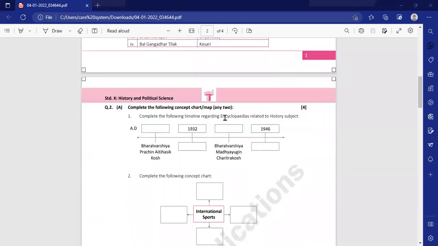Complete the following concept map, any two. See, भारतवर्षीय प्राचीन ऐतिहासिक कोश, भारतवर्षीय मध्ययुगीन चरित्र कोश, 1932 what was discovered, 1946 what was discovered. This was a really tough question for the last batch. It was depending on the last lesson. Okay, so prepare it. If you have a problem related to objective questions, it means that you have not read the book thoroughly. Your textbook should be learned. Every lesson should be learned.